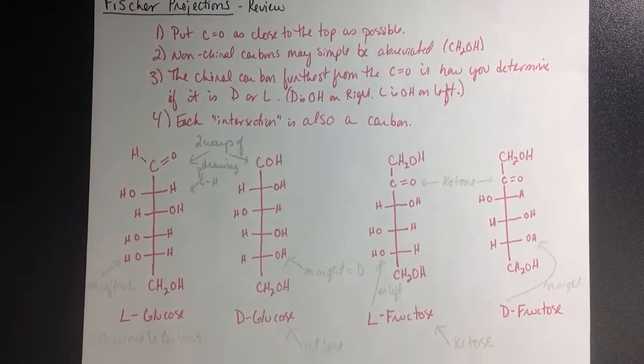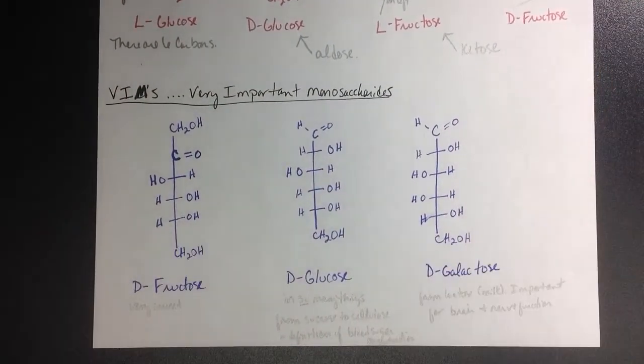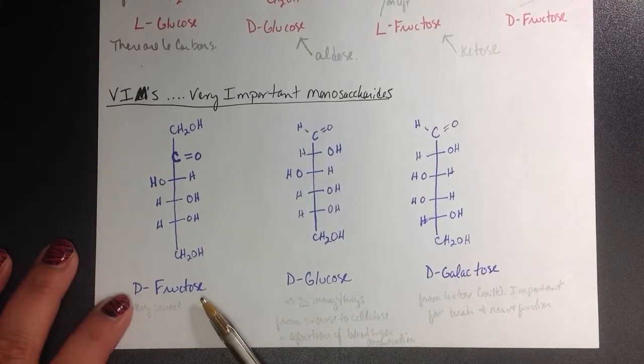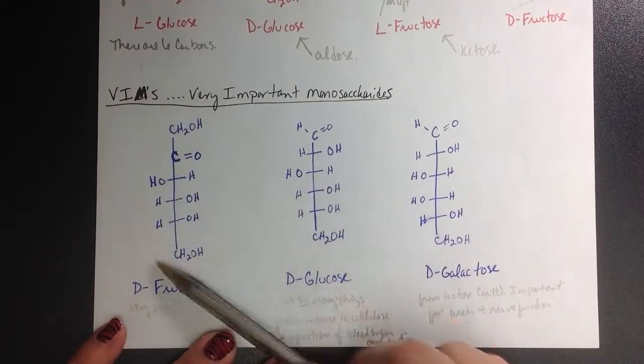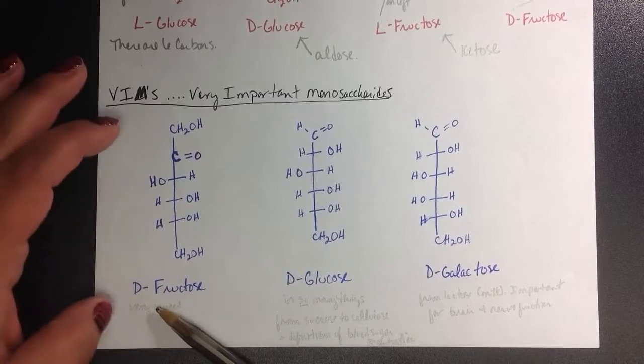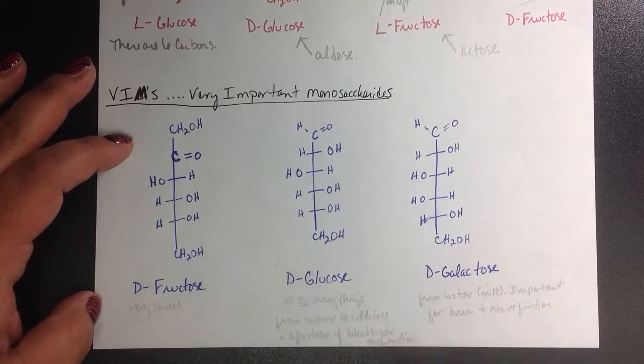Okay, so here's your list of VIMs, or very important monosaccharides. These are the ones that you need to know. First we have fructose. You ever heard of high fructose corn syrup? Guess what that's because? Fructose is twice as sweet as other types of monosaccharide, or different types of sugars, I should say. You need to know what this structure looks like. So, make up a story to remember how this goes, okay? Maybe we can make one up together.